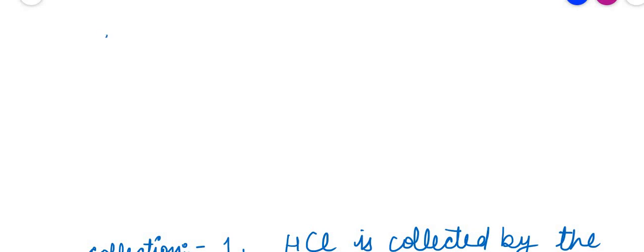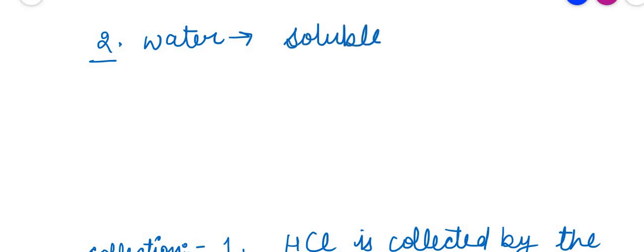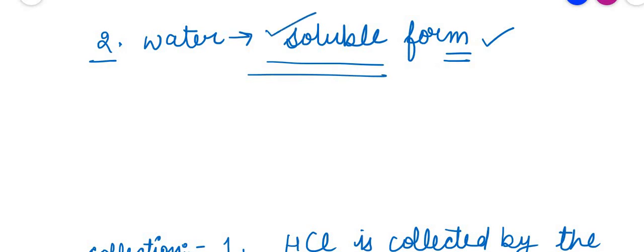Secondly, it is also collected over water. We can also collect this over the water, but it is always present in soluble form with the water. That's why मतलब इतना ज़्यादा हम लोग appropriately use नहीं करते for this method. ठीक है, highly soluble होता है water के अंदर, it is highly soluble in water.